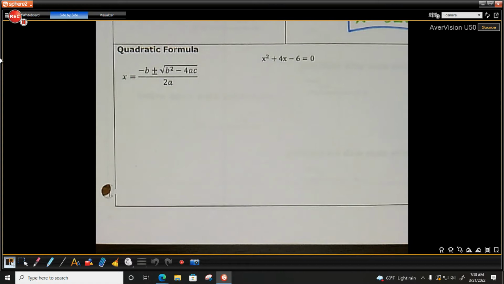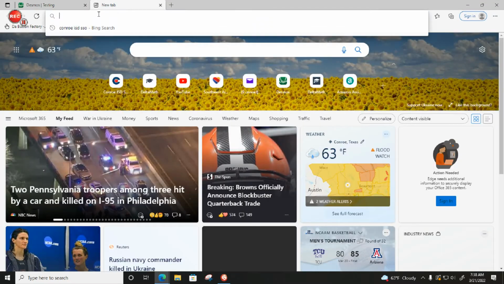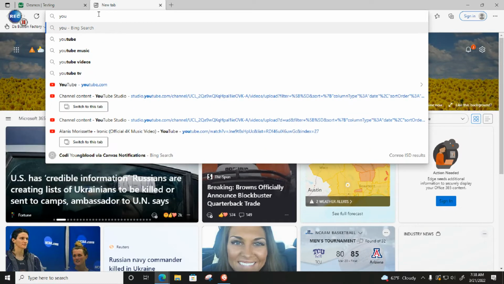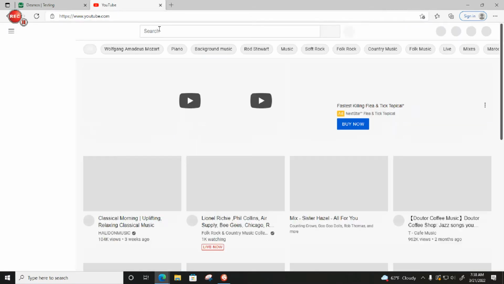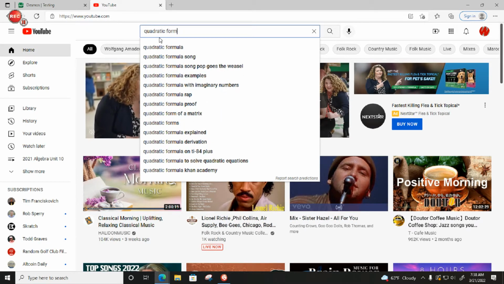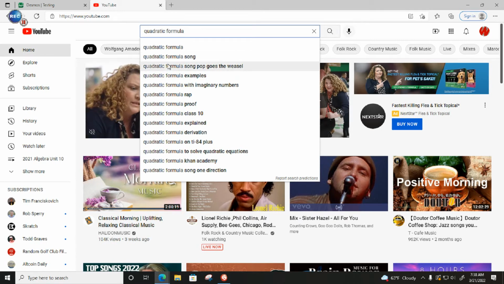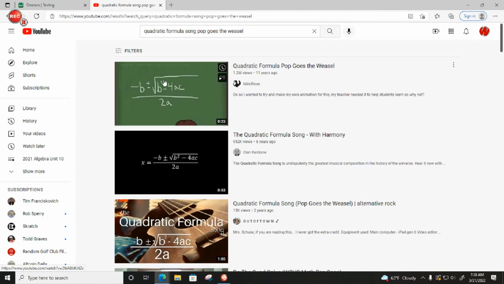Y'all want to hear a fun song for the quadratic formula? Yes? No? So the quadratic formula goes to Pop Goes the Weasel, the Jack in the Box song. I would sing it for you, but I think I've told y'all before, I was told to lip sing in my choir, so y'all don't want to hear me sing it. I think I sound great, and I think I'm singing to Pop Goes the Weasel, and I'm not.